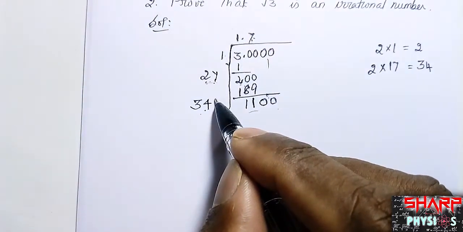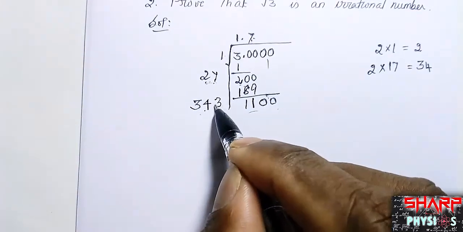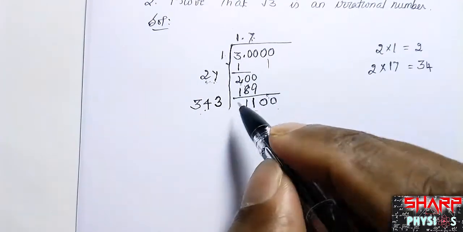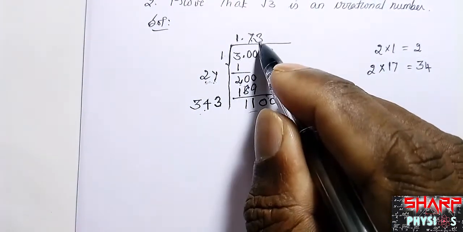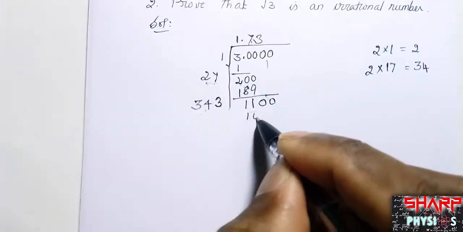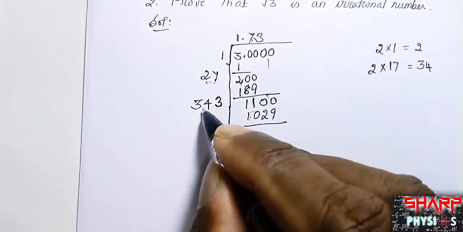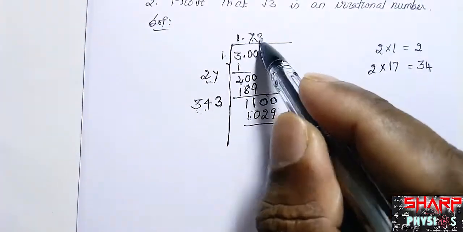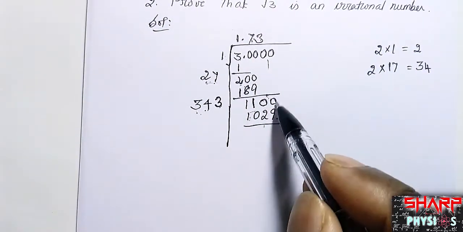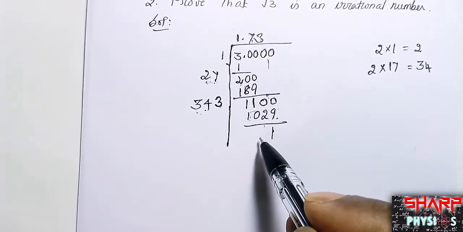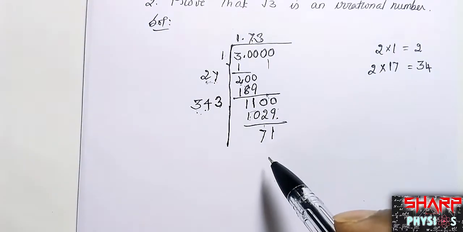So 2 means it's coming around 600. So if you put 3, the number will be almost near. So when you write 3 here, you have to write 3 here also. So it is 1029. When you multiply 343 into 3, you get 1029. Now you find the remainder. So you get 1 here. By subtracting, you get 1 there, and next 7.